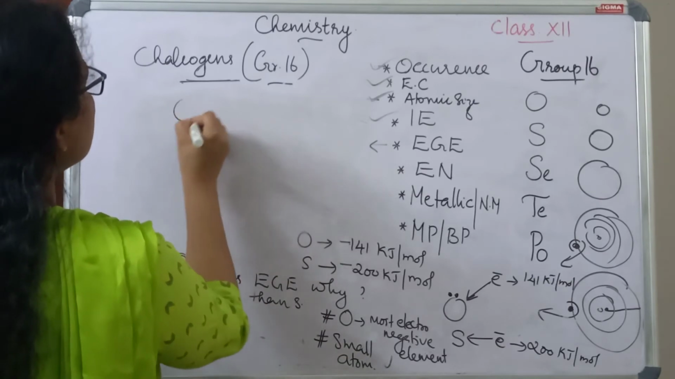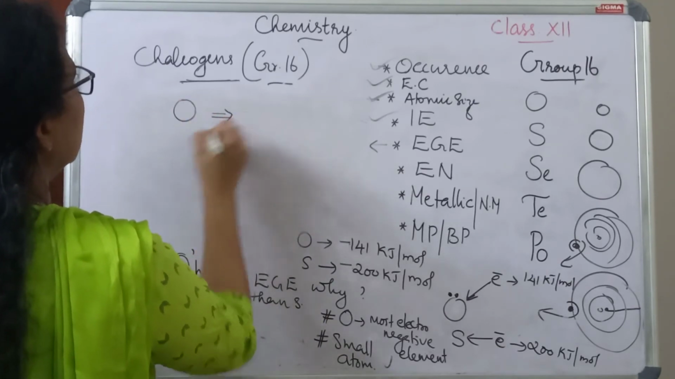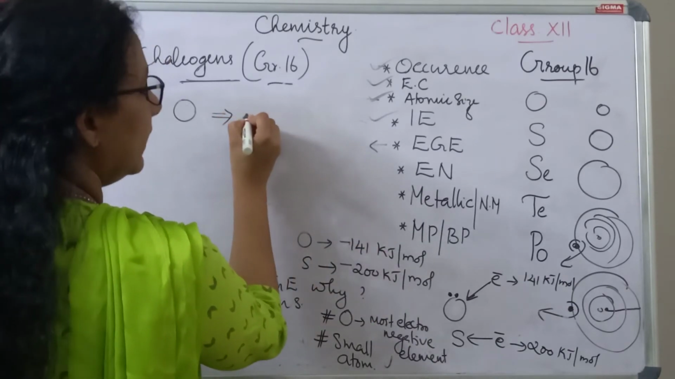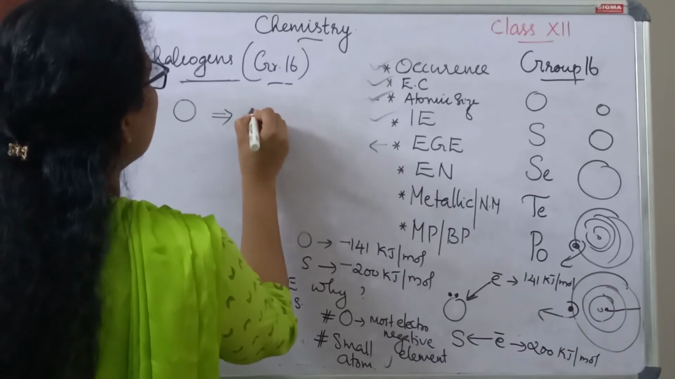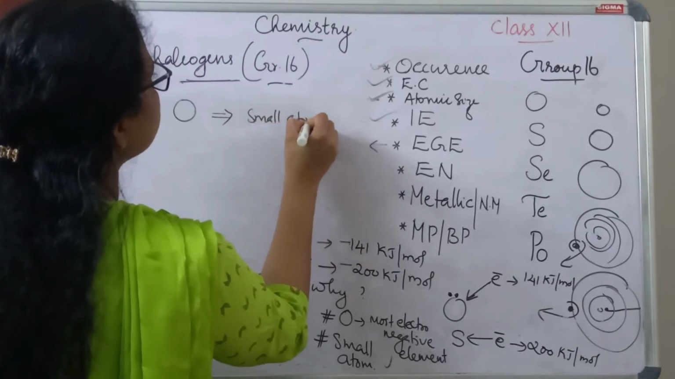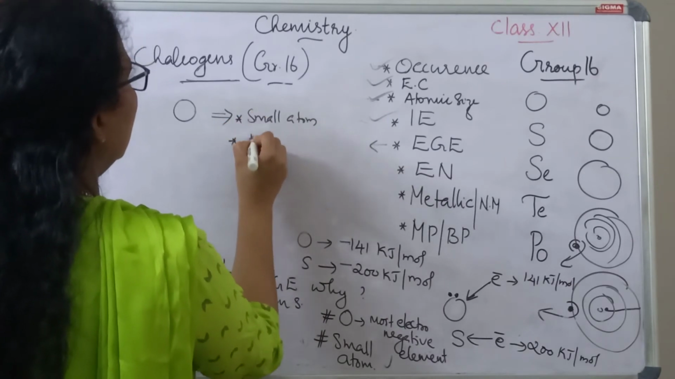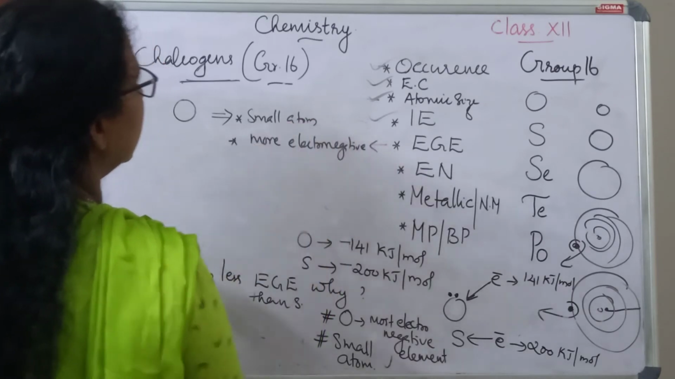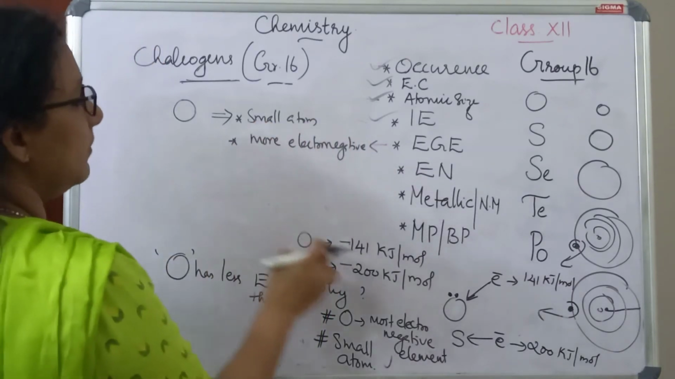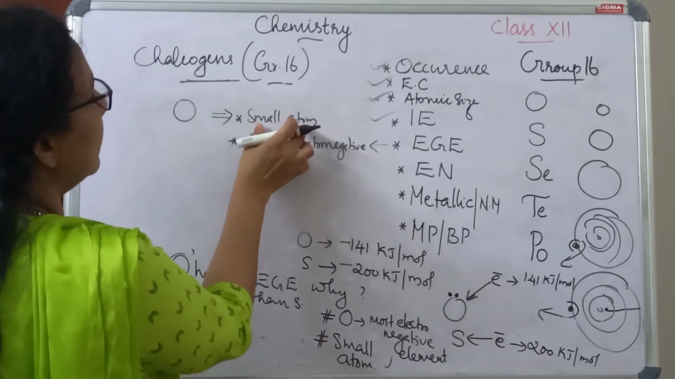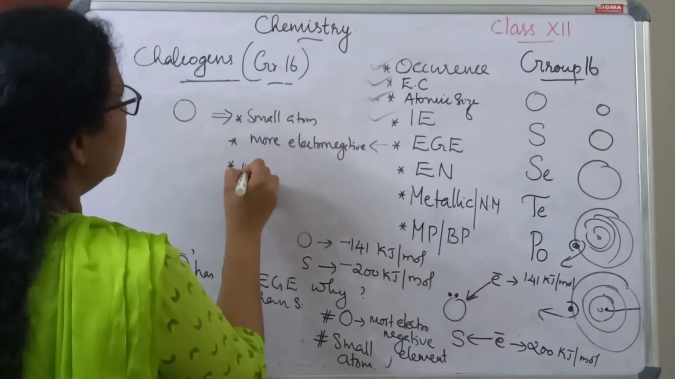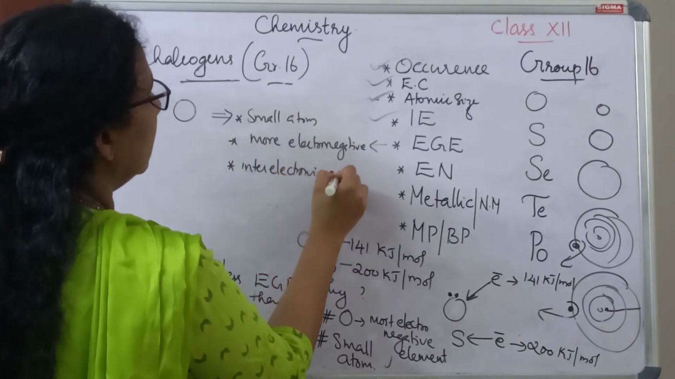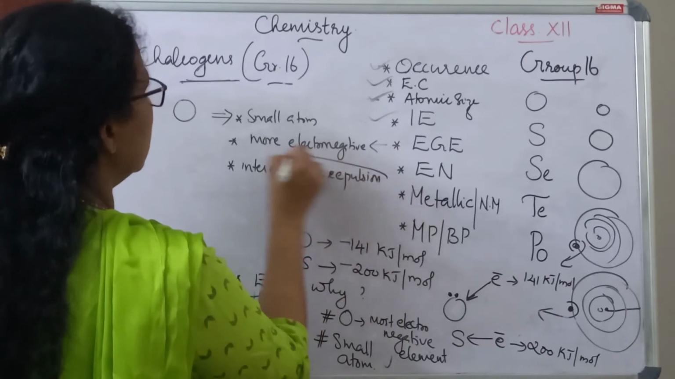So in the case of oxygen, why there is less electron gain enthalpy? Oxygen is a small atom, and more electronegative in nature. Since it is a very small atom, already they are having lone pair of electrons. There will be interelectronic repulsion. So that is the main point.